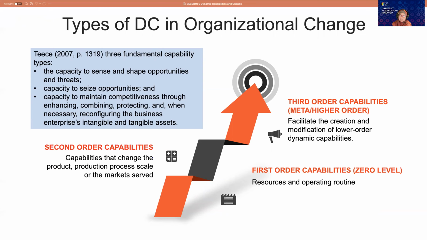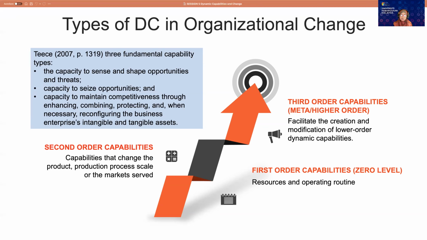Okay, so there are three levels of capability. The first one is first order capabilities, talking about resources and operating routine. And then you move upward to the second order capabilities that change the production process, scale, or the market served. And finally, the third order capabilities facilitate the creation and modification of lower order dynamic capabilities. So in terms of dynamic capabilities, at the first level, you have the resources and the operating routine. You can continue to use the resources and routine as before. However, it may not be effective when the environment changes.